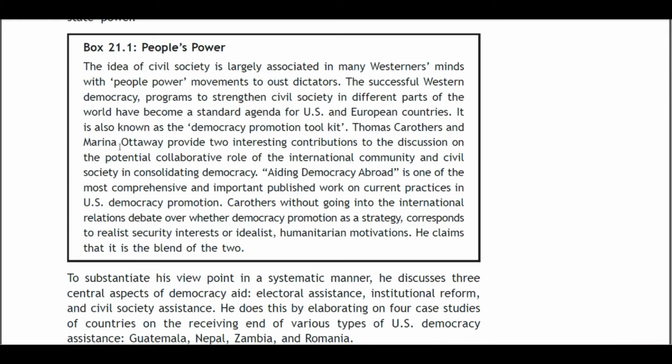Thomas Carothers and Marina Ottaway provide two interesting contributions to the discussion of the potential collaborative role of the international community and civil society in considering democracy. Aiding Democracy Abroad is one of the most comprehensive and important published works on current practices in US democracy promotion. Carothers, without going into the international relations debate over whether democracy promotion as a strategy corresponds to realist security interest or idealist humanitarian motivations, claims that it is a blend of the two.